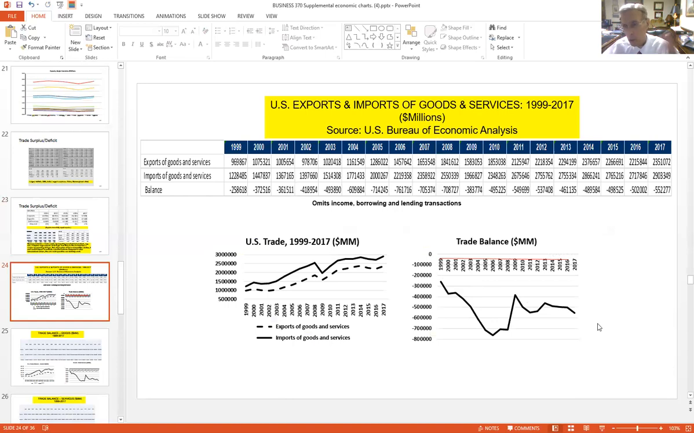So for 20 years, the US has imported more than it has exported. That's caused us some difficulty economically. On the other hand, as I mentioned earlier, if we import goods and services that cost less than they would cost if we supplied them domestically, then you and I benefit because our cost of living is lower. We don't have to pay as much at the store.